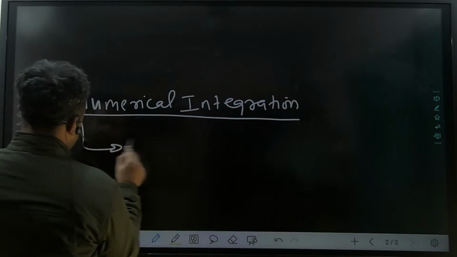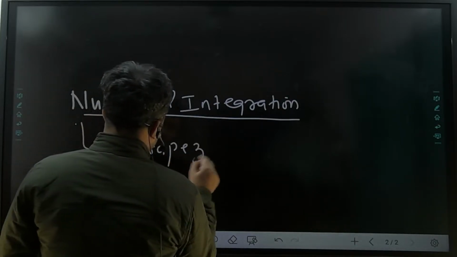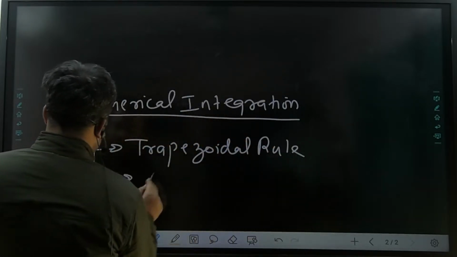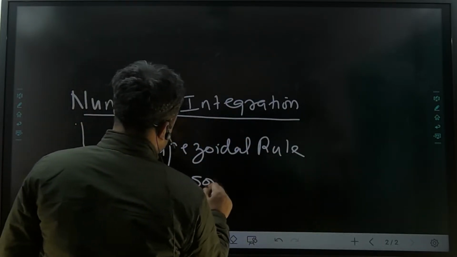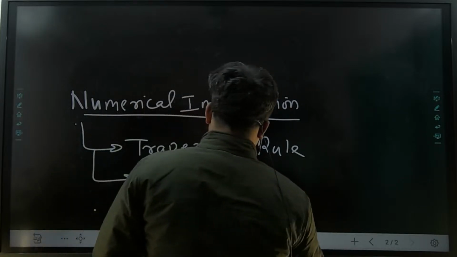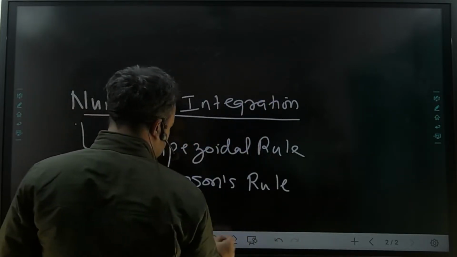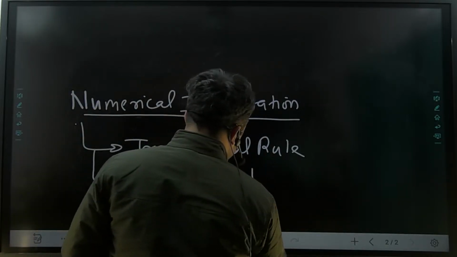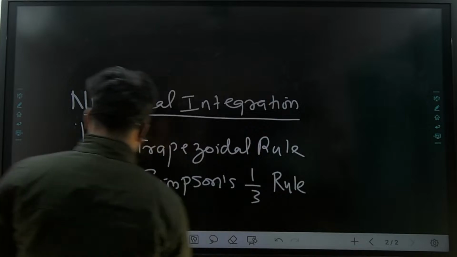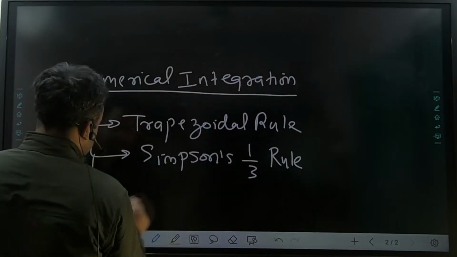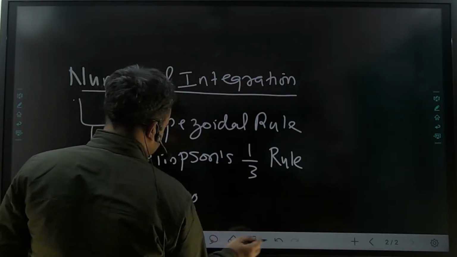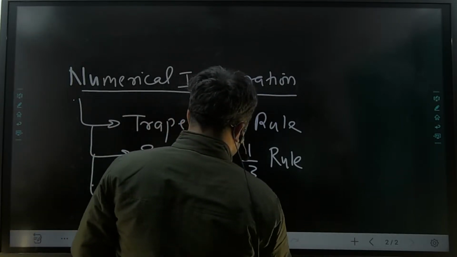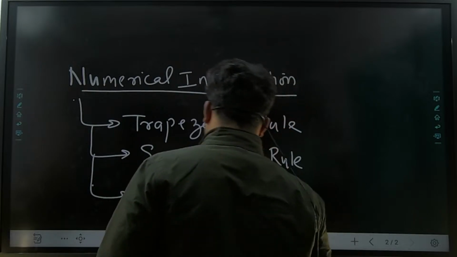So the first method is the trapezoidal rule. The second method is Simpson's rule, or Simpson's 1/3 rule. Actually, it is called Simpson's rules also. So let me write first in this way: Simpson's 1/3 rule. And the last is Simpson's 3/8 rule.